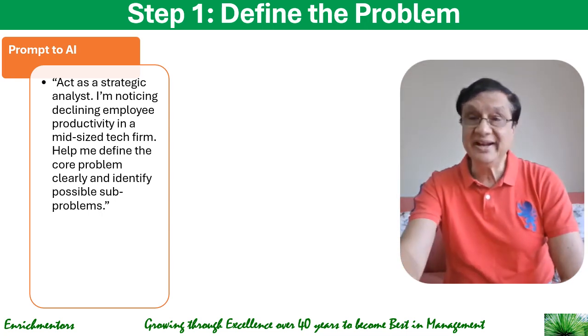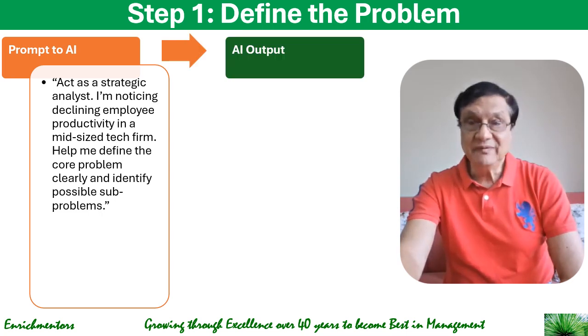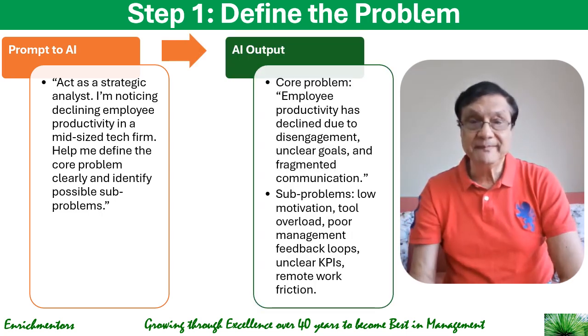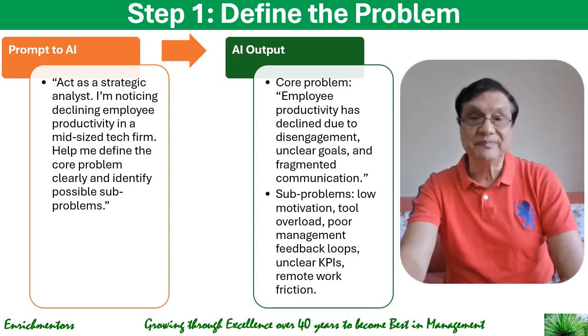And what you will get as output is two things: the core problem, which could be what you see here, and it will also define the sub problems. Like the core problem could be employee productivity has declined due to disengagement, unclear goals, and fragmented communication, and then define the sub problems like motivation, overload, poor management, feedback loops, unclear APIs, remote work friction, etc. So, like this, you can define the problem.